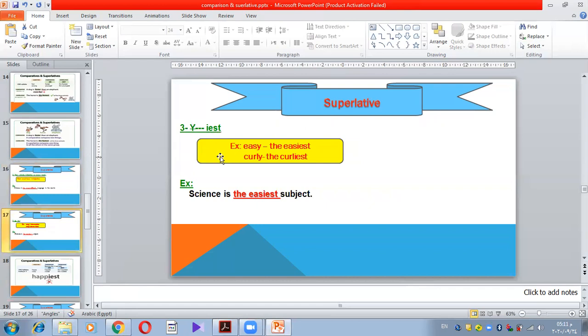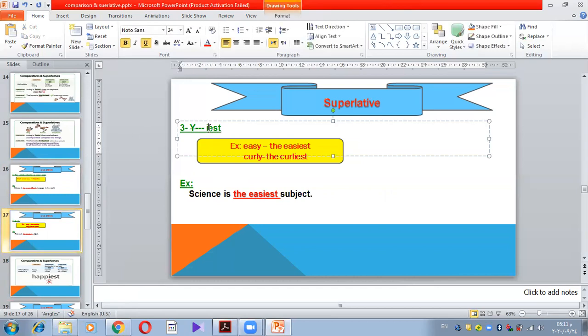Okay, if I have Y, what shall we do with the Y? Do you remember our rule? Yes, the Y changes into I, but in this case, I'm gonna add est. So I'm gonna say what? Easy. The easiest. The, and then est. Curly, the curliest. Science is the easiest subject. So I'm speaking only about science. Okay? In comparison to all other subjects.